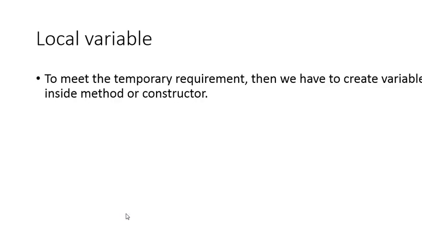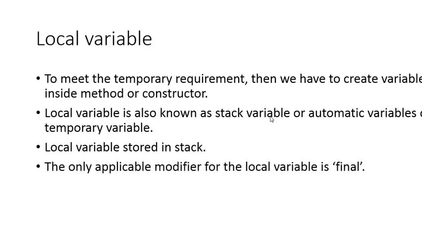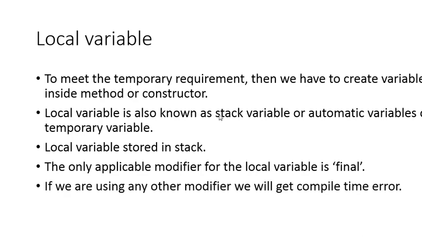Now let's discuss the local variable. To meet a temporary requirement, we create a variable inside a method or constructor. Any variable you declare inside a method or constructor as a temporary requirement, you prefer a local variable. A local variable is also known as a stack variable, automatic variable, or temporary variable. A local variable is stored in the stack, and the only applicable modifier for a local variable is final. If we use any other modifier, we will get a compile time error.